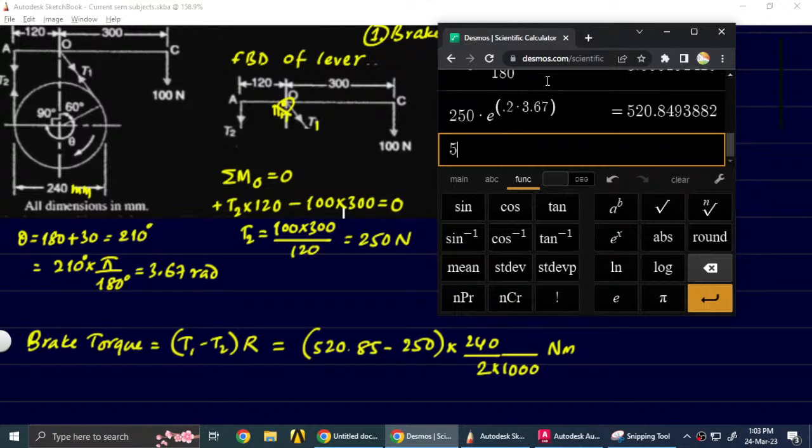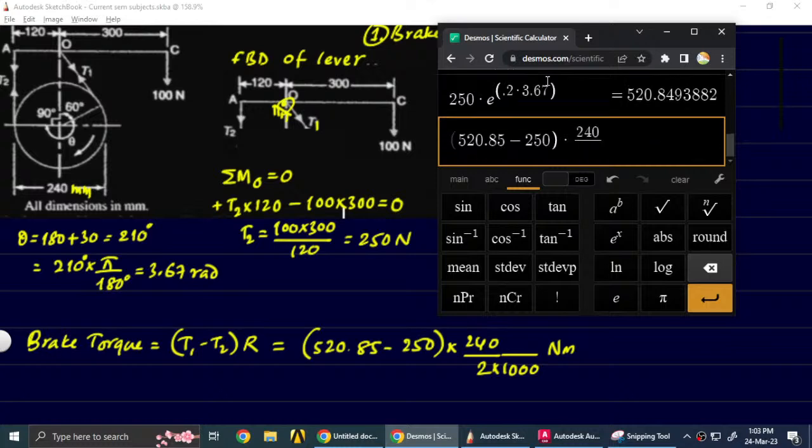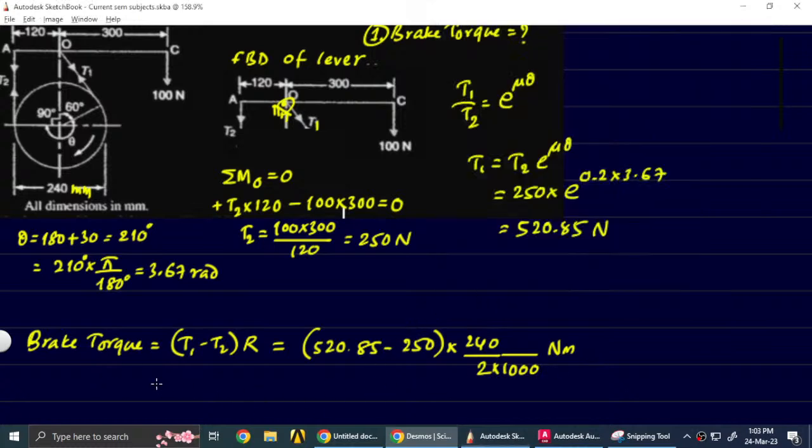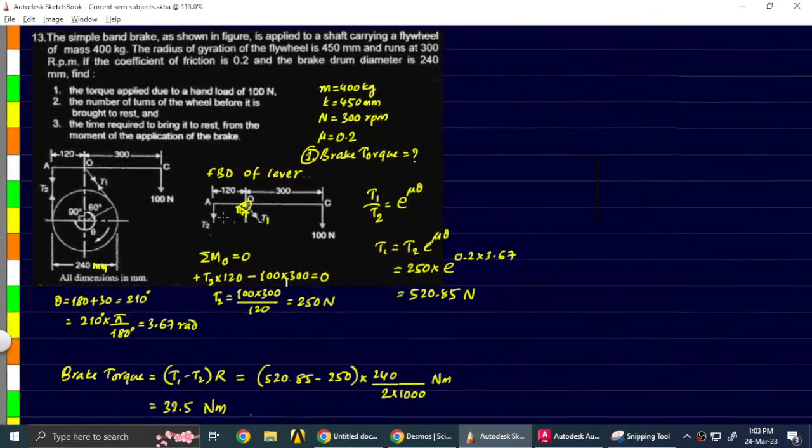So 520.85 minus 250, this needs to be multiplied with 240 divided by 2000, so 32.5 Newton meters. This is the value of braking torque. So the first bit is solved.